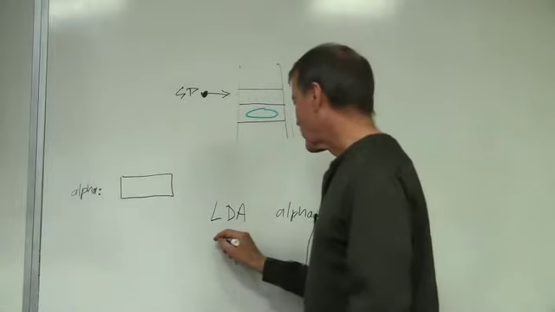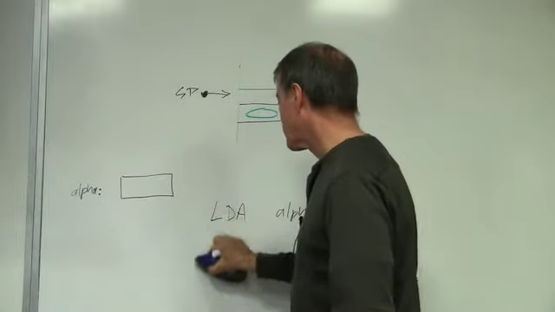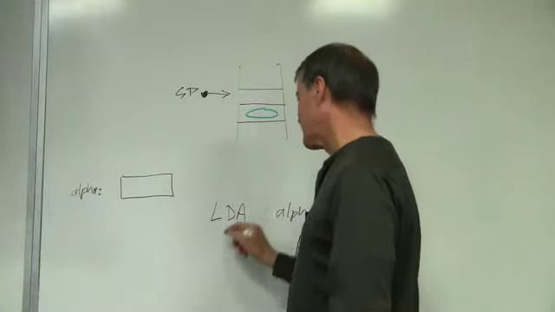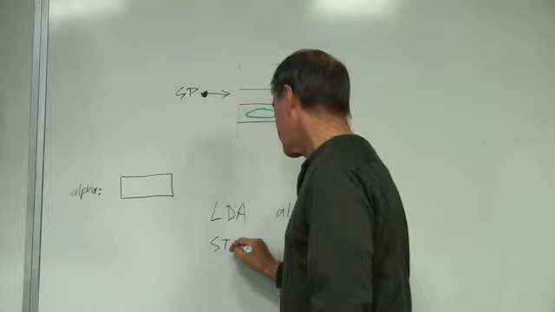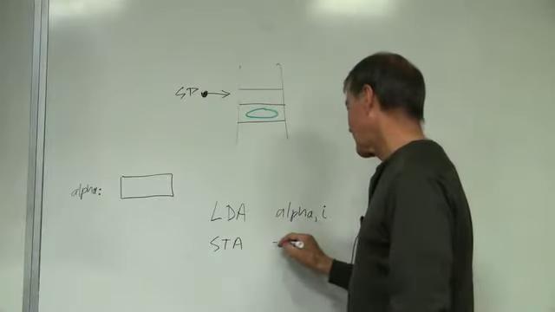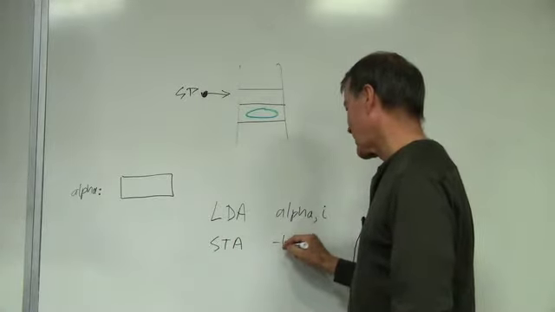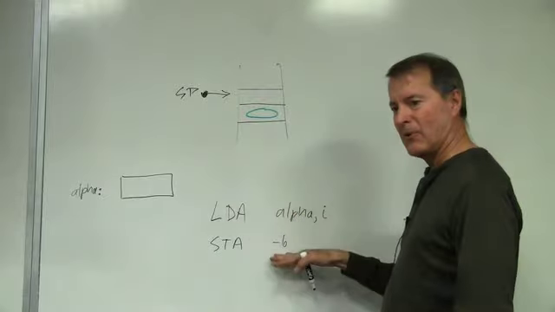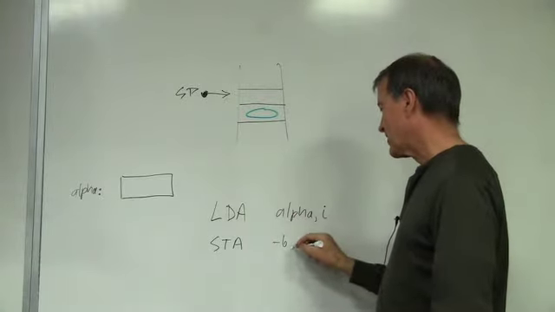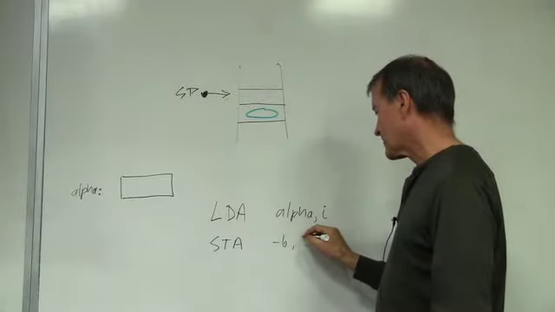And then you would store accumulator, and then how would you push it onto the runtime stack? Well, it depends. It would be store accumulator, and then something like -6, wherever it is. And then this would be what? SF.